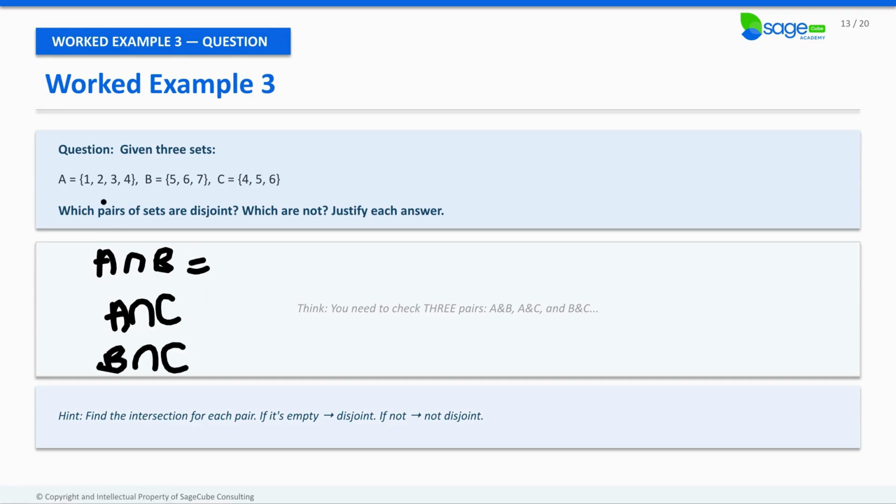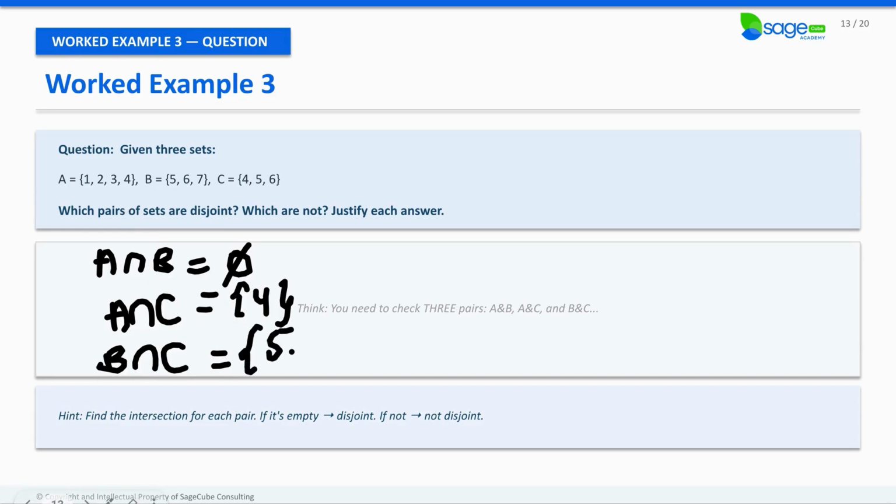So A and B, 1, 2, 3, 4, 5, 6, 7. They have nothing in common. So that's empty. A and C, we have 1, 2, 3, 4. We have 4. So they have 4 as what they share. Notice how we didn't put curly brackets here. Okay. Then B and C, 5, 6, 7, 5, 6. So they have 5 and 6 in common.